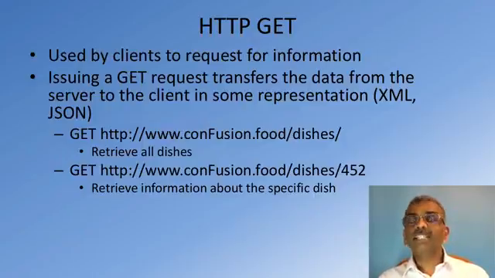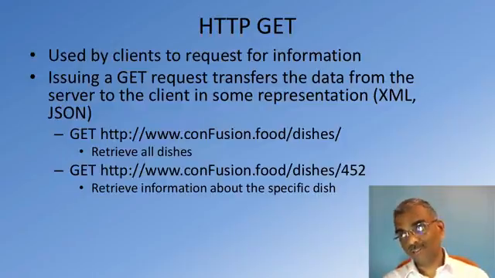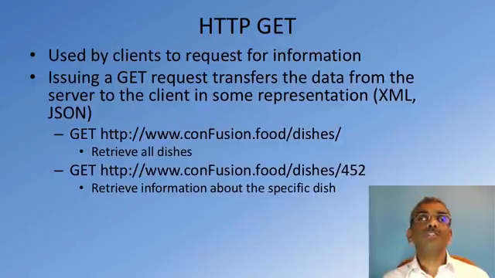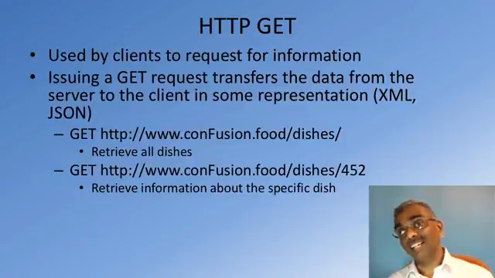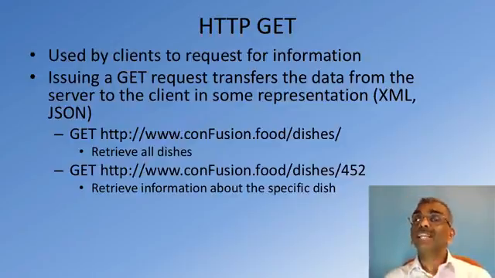So the get operation, for example, is used for the clients to request information from the server. So you could request information for a collection of resources. So if you say get, for example, confusion food/dishes/, you're expecting the information about all the dishes to be returned. If you identify a specific dish with a number, you are expecting information about that specific dish. So the get operation, depending on how you specify the URI, it is clear to the server side what kind of information it is supposed to send back to you.